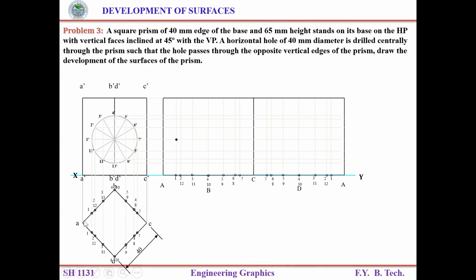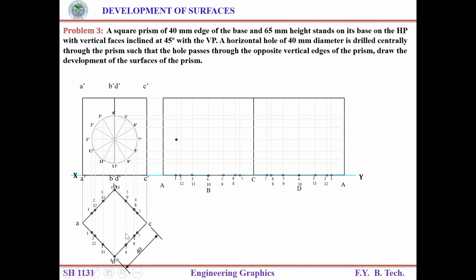Once again, I'm telling you. If I want to mark 1 point here, one vertical line, you have to take the circle from this A to this one and move this circle from this A to this A as well as this A. So you will get the one here as well as one here.